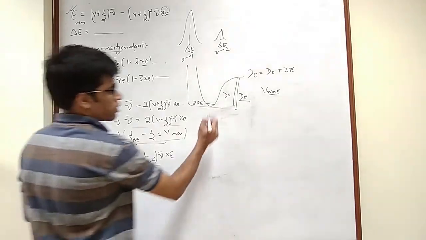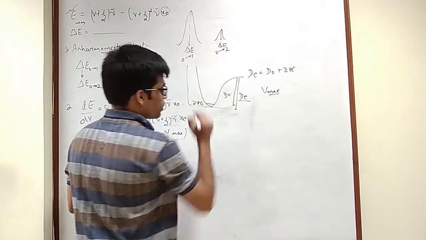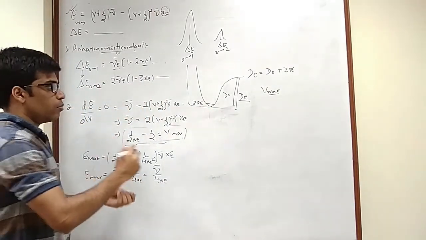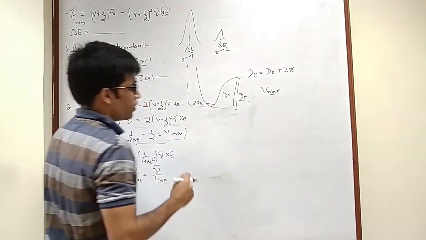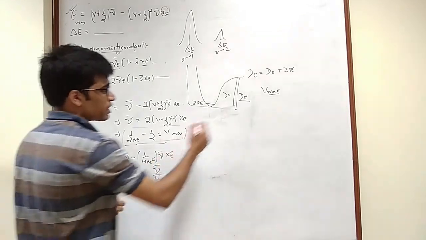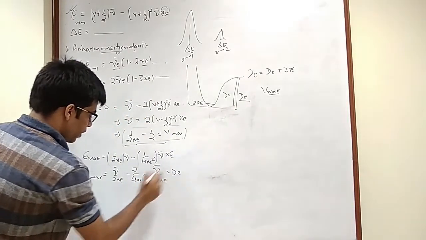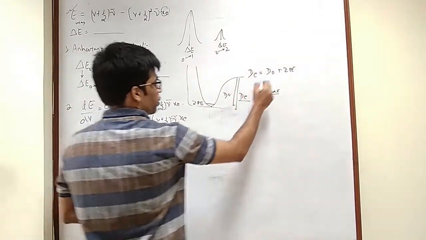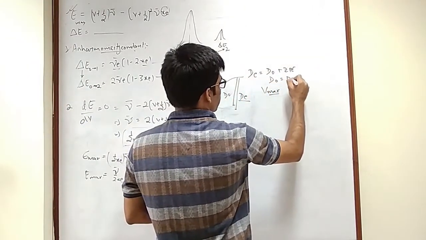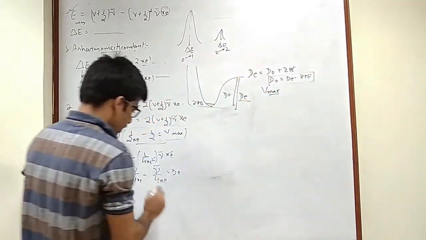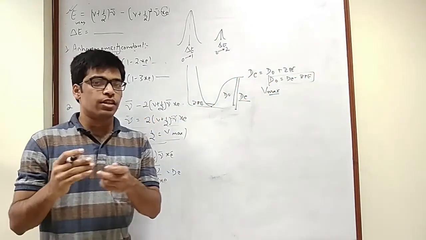Now this E max is measured not from the zero point energy, but from the zero energy value, or from the lowest point of this curve. So that means this is your D E. So if this is your D E and you need to find D naught, that would simply mean D naught equals D E minus the zero point energy. So using this, we can find the dissociation energy that is needed for a molecule to break.